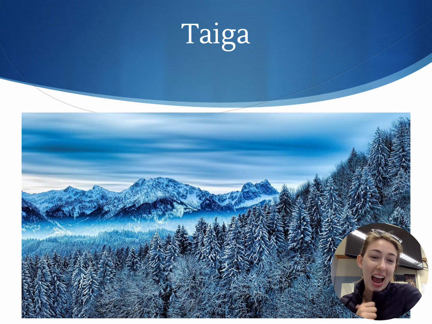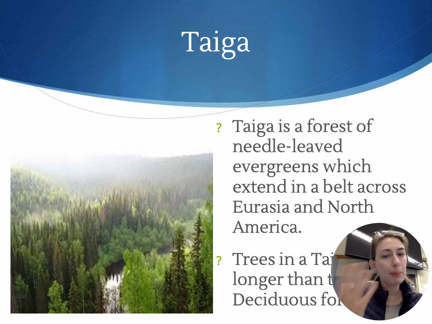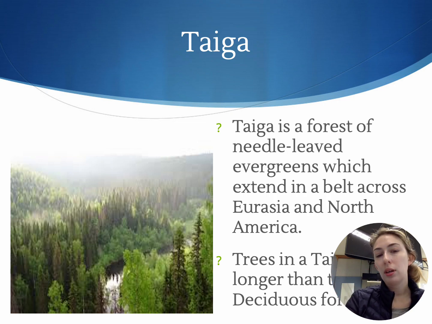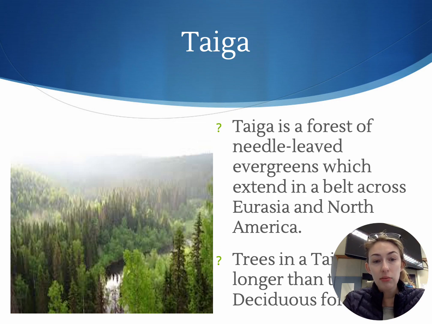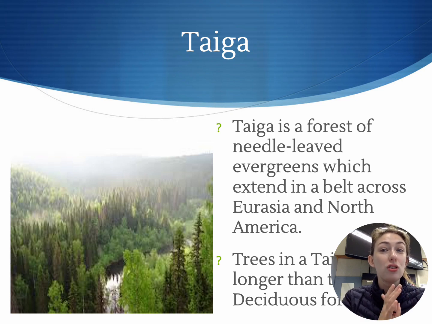Next biome is our taiga. Taiga is a forest of needle-leaved evergreens. Picture a Christmas and happy holidays kind of vibe. They extend throughout Eurasia and North America. They usually live quite a bit longer, and they're unique compared to our deciduous trees. Remember, our deciduous trees a lot of times shed their leaves. These taiga trees do not shed.